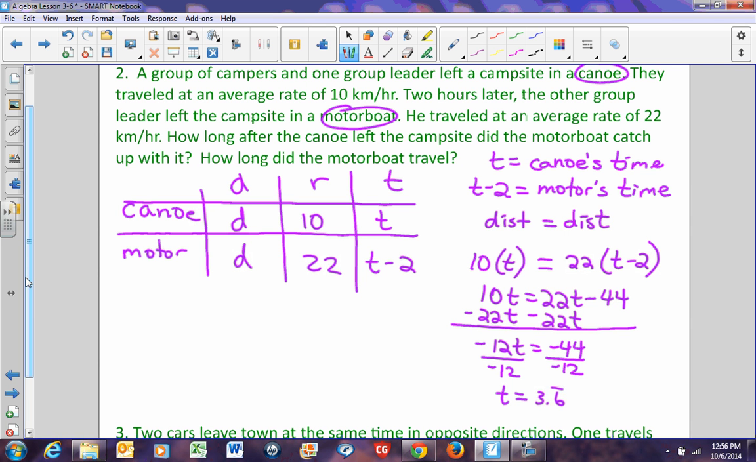0.6 repeating, if you do not know, is 2/3. You should know that by now. And if you don't, I just told it to you. So the time here is 3 2/3 hours. And that's the time for which one of these? If you look at it, T is the time for the canoe. So the canoe's time is 3 2/3 hours.